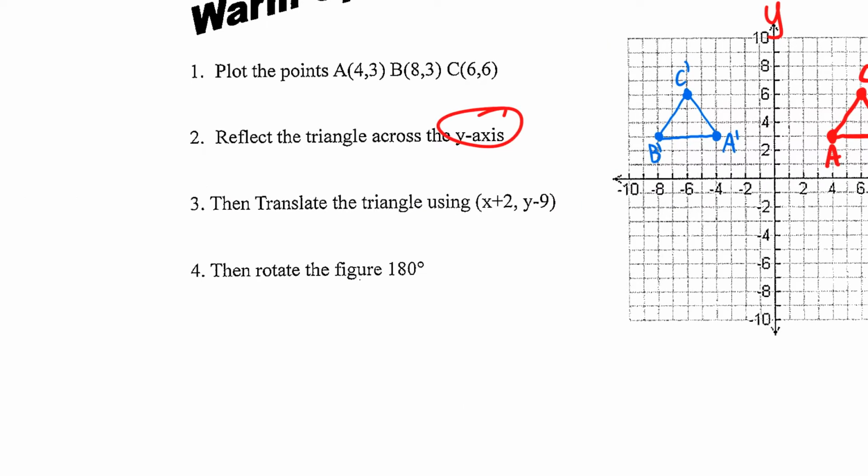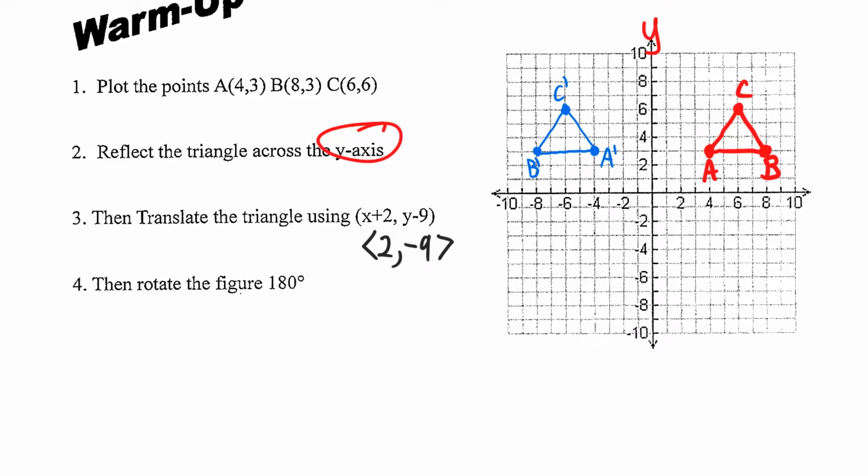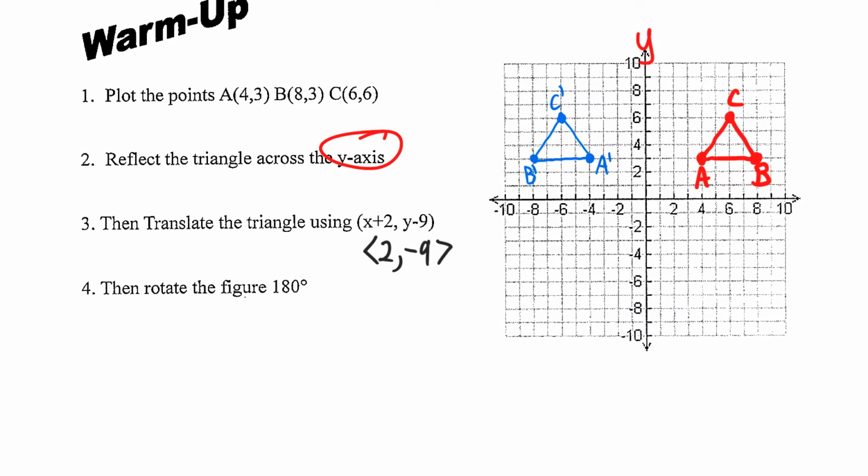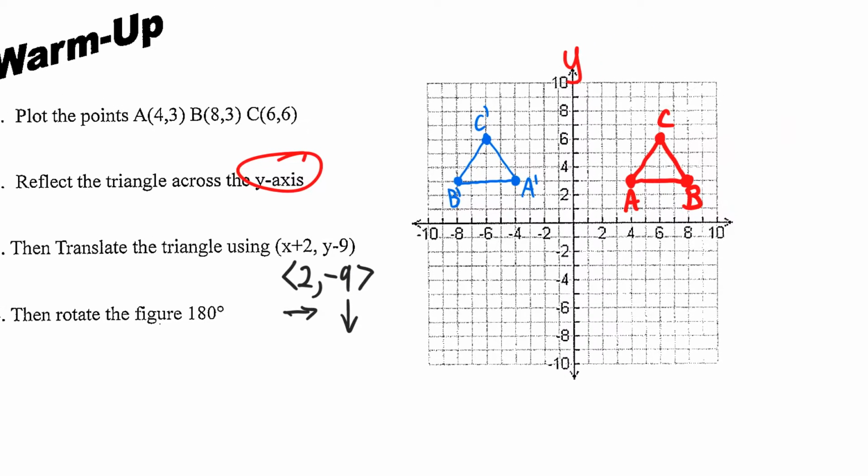Now on the third step here, it says to translate it using this vector, which is just a different way to write it, but it's the same thing, like this, 2, -9. So what is the vector of 2, -9 going to do? 2 to the right, down 9. So for A, it's going to go 1, 2, and then 1, 2, 3, 4, 5, 6, 7, 8, 9, right there.